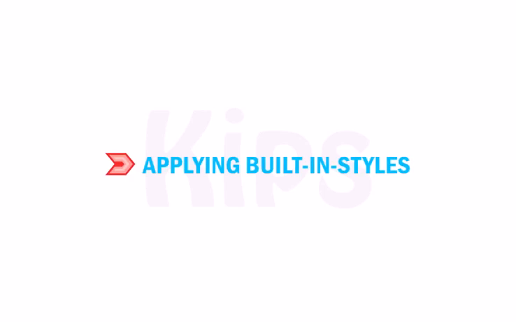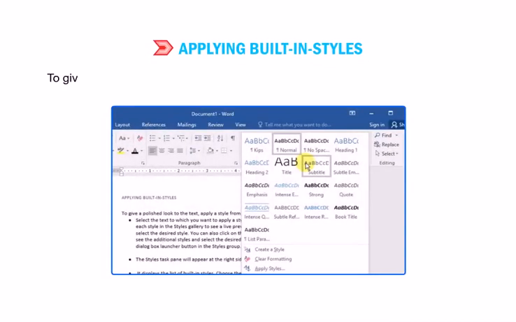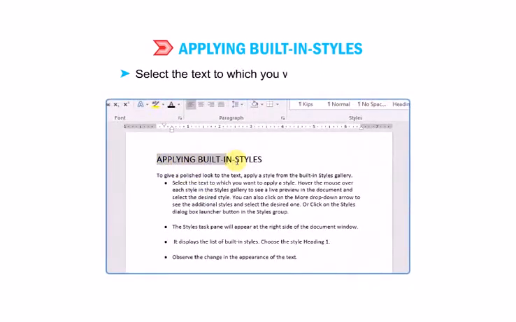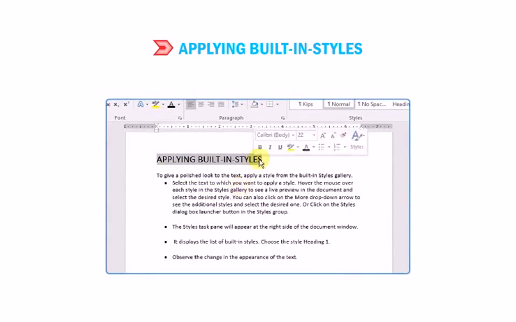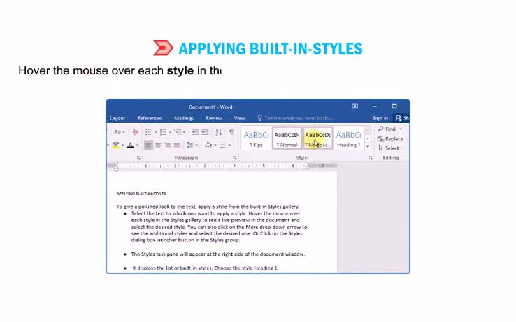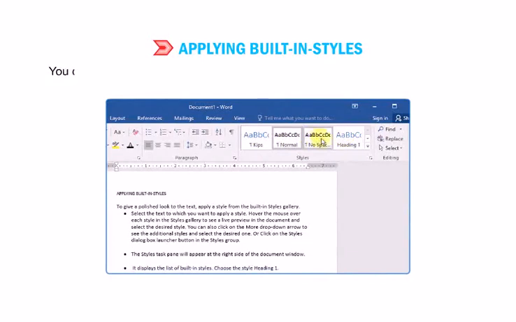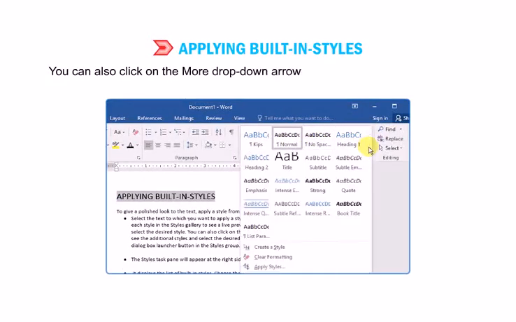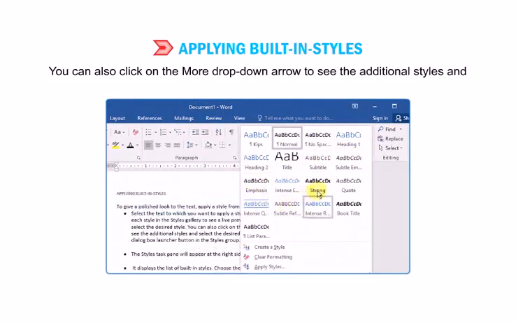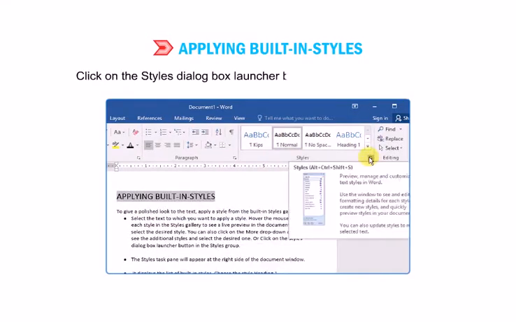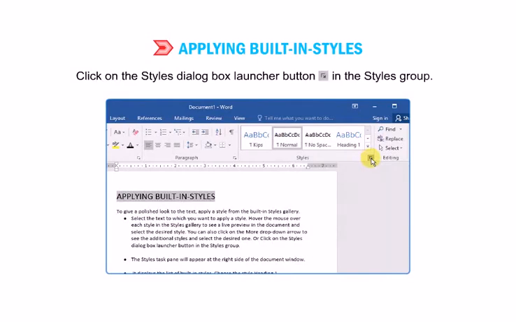Okay, now let us learn how to apply built-in styles. To give a polished look to the text, apply a style from the built-in styles gallery. Select the text to which you want to apply a style. Hover the mouse over each style in the Styles gallery to see a live preview in the document and select the desired style. You can also click on the More drop-down arrow to see the additional styles and select the desired one. Or click on the Styles dialog box launcher button in the Styles group.